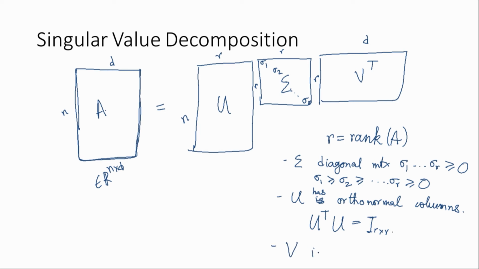The matrix V also has orthonormal columns. Or rather, V transpose has orthonormal rows. So this is called the singular value decomposition of a matrix. There are many ways of writing this, and we'll explore some properties of this. But is this clear? Okay.